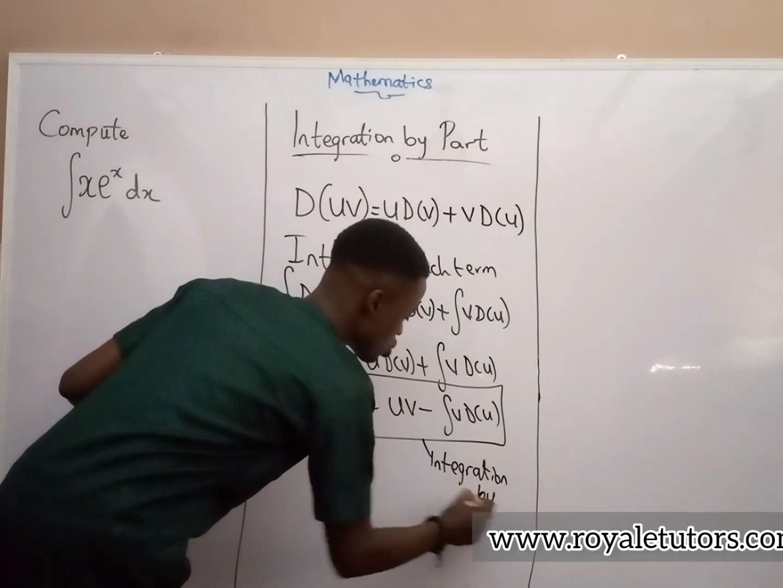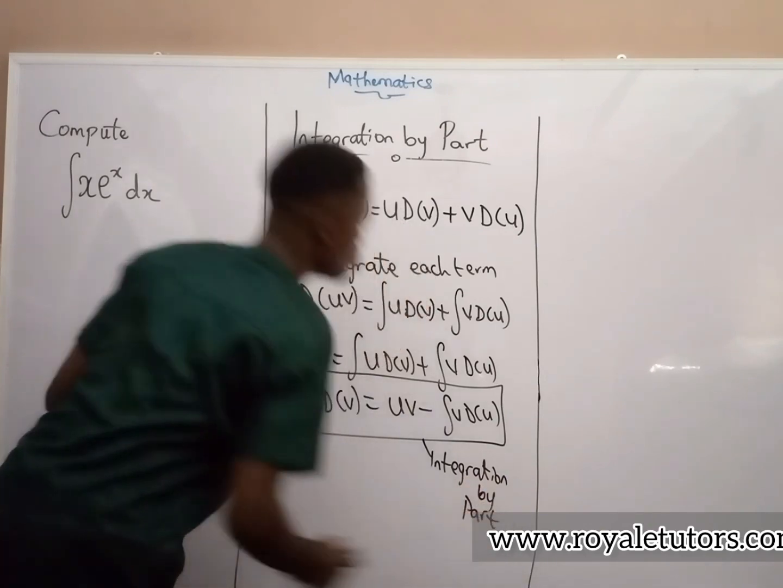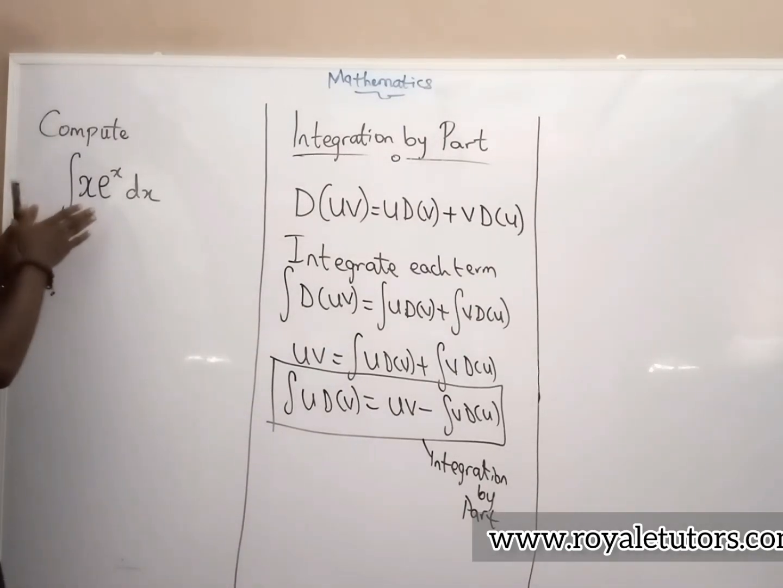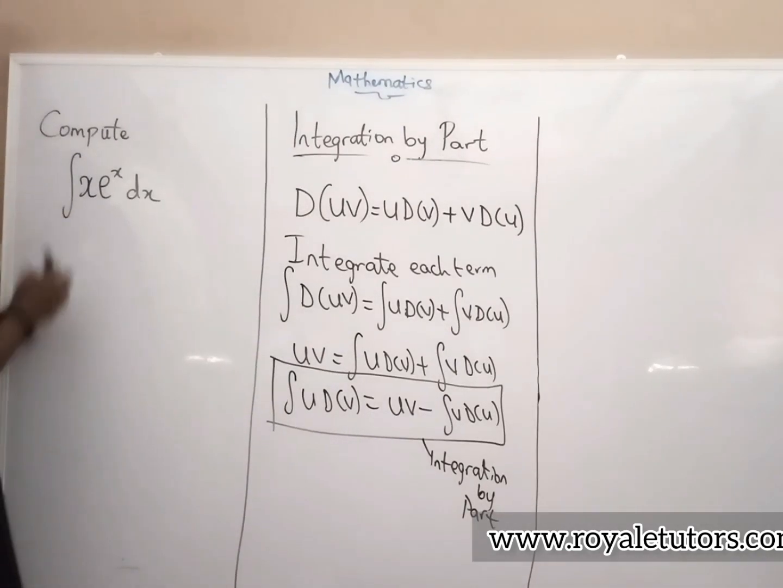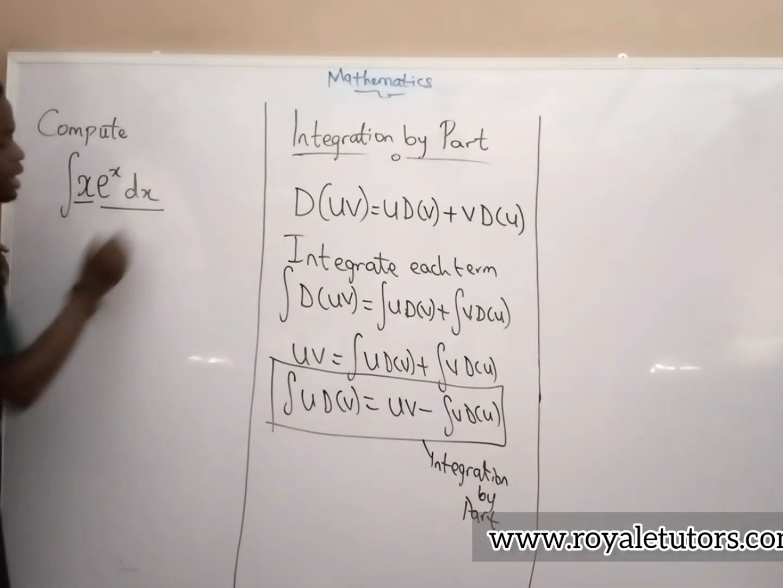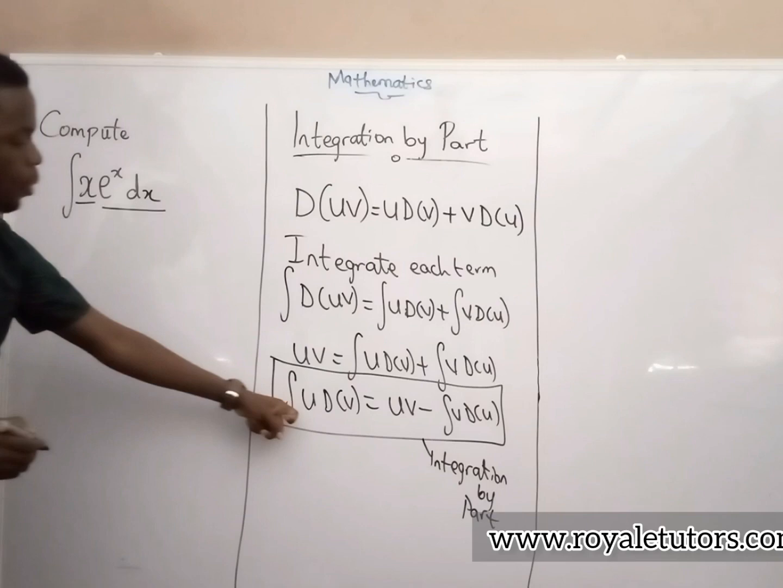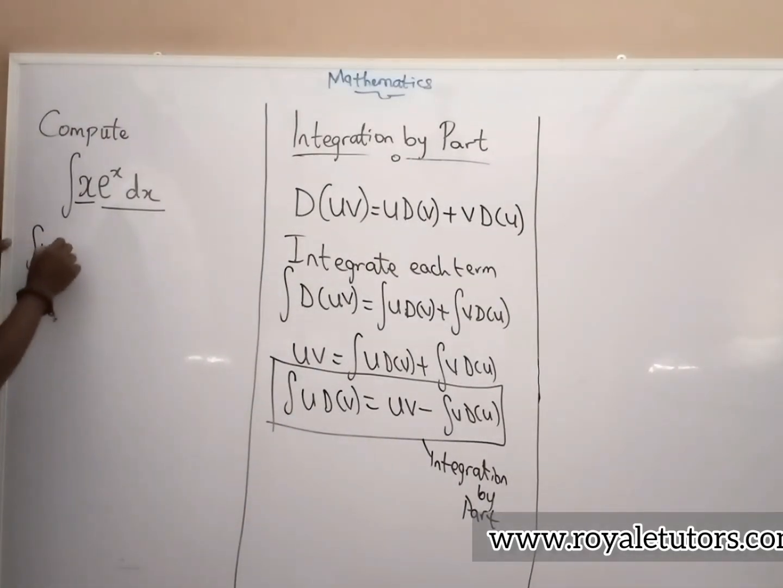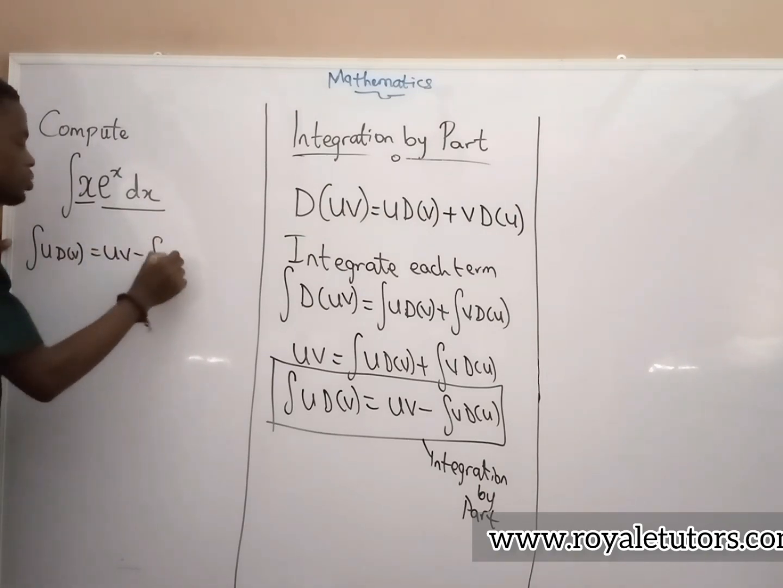Integration by parts. So follow me gently as I try to use this formula to solve this question. In this question, we have the integral of x e raised to the power of x dx, and at this point, I'm going to divide this particular integral into two parts. I have x standing alone, and I have e raised to the power x dx standing alone. So I want to make use of this formula. Don't forget, we have the integral of u dv is equal to uv minus the integral of v du.